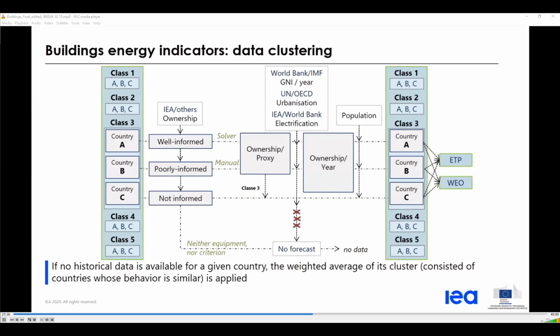Now, once we've done that classification by class, then we need to look at the data availability for each country within each class. So for instance, if we take the example of country A, then country A is a country that is well informed in terms of data. So we have historical data available for many years for the activity variable that interests us. So it could be household occupancy, it could be refrigeration ownership rates, it could be floor area per average household. So here we have the information we need historically to be able to build the curve and build a robust equation that then can be used for the projections.